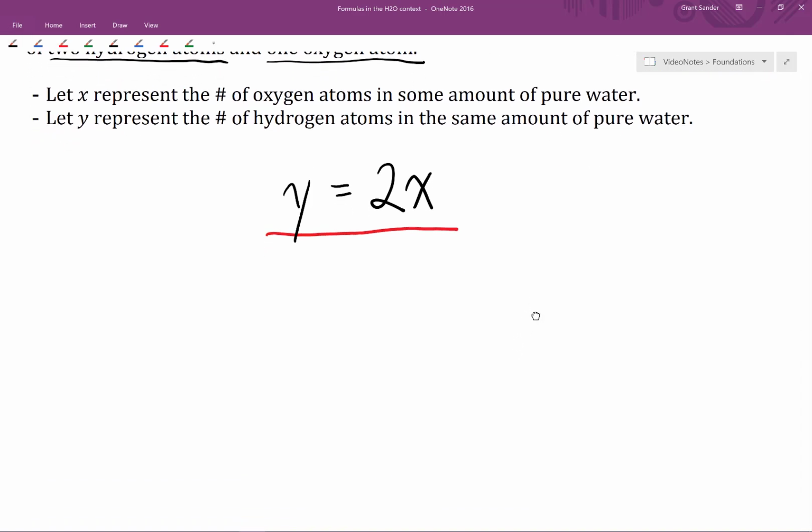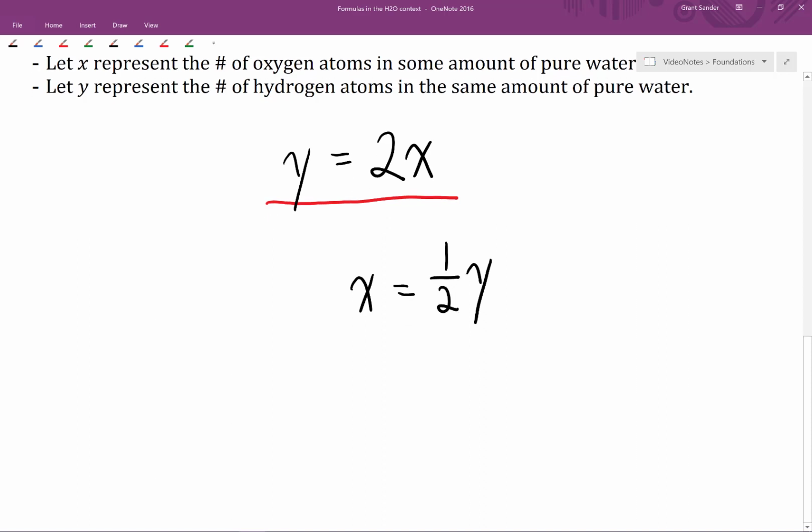On the other hand, if we have some number of hydrogen atoms, y, then the number of oxygen atoms will be half as much. If we have 2 times as many hydrogen atoms as oxygen atoms, that means we have half as many oxygen atoms as hydrogen atoms. So if we have y hydrogen atoms, then half as many of those will give us the number of oxygen atoms. But x also represents the number of oxygen atoms in that given amount of water, and therefore x will be equal to 1/2 y. And this is a formula that expresses x in terms of y.